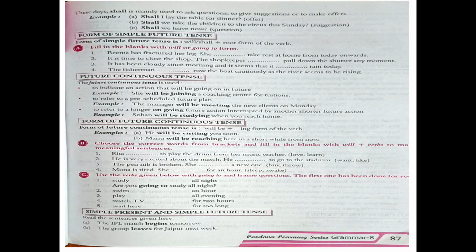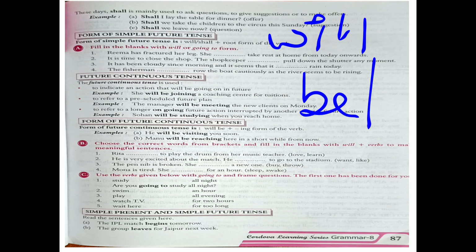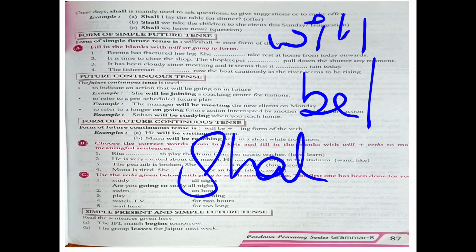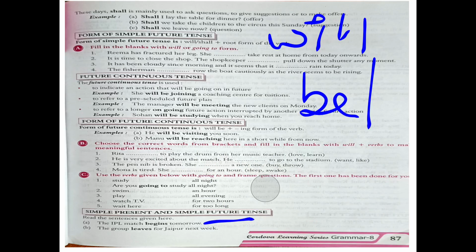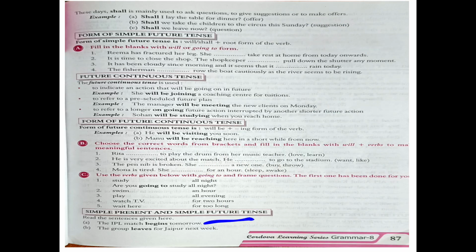Now, the form of future continuous tense. So what is the structure? We use will be or shall be along with verb plus ing form. This is the structure of future continuous tense. Alright, so let's do this.